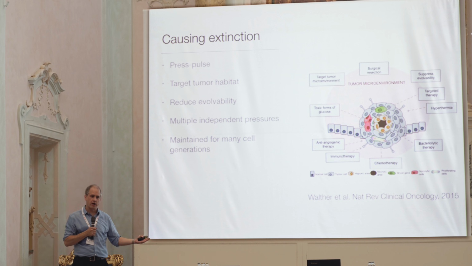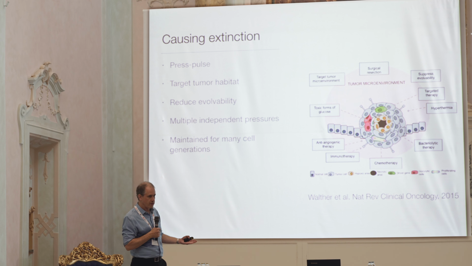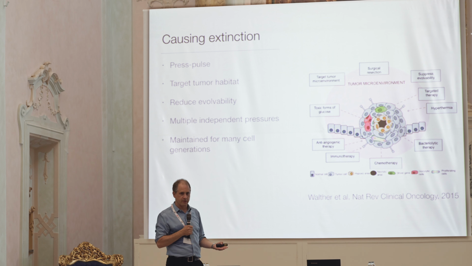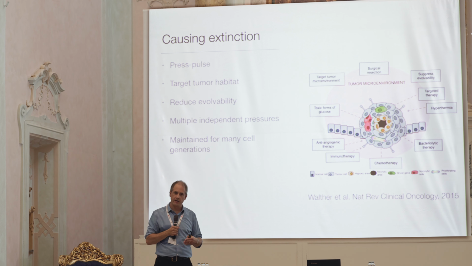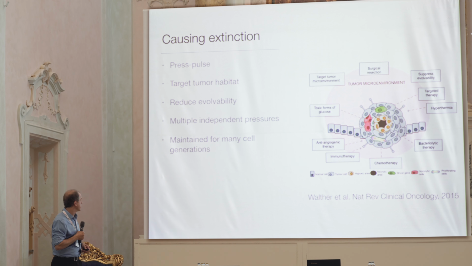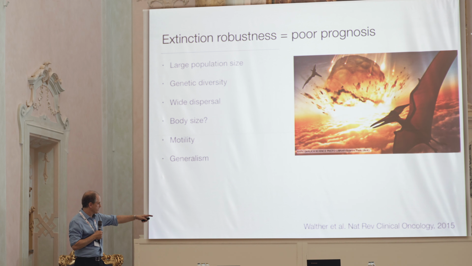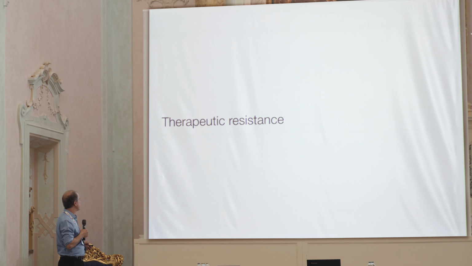Now, when we do chemotherapy, we do not apply a therapy for thousands of cell generations. We often apply it for one cell generation. So what we're doing in therapy is quite different than what drives a species extinct, and may explain in part why we've had so much trouble generating cures. I'm going to skip this also. If you're interested, you can read the Nature Reviews Clinical Oncology paper.